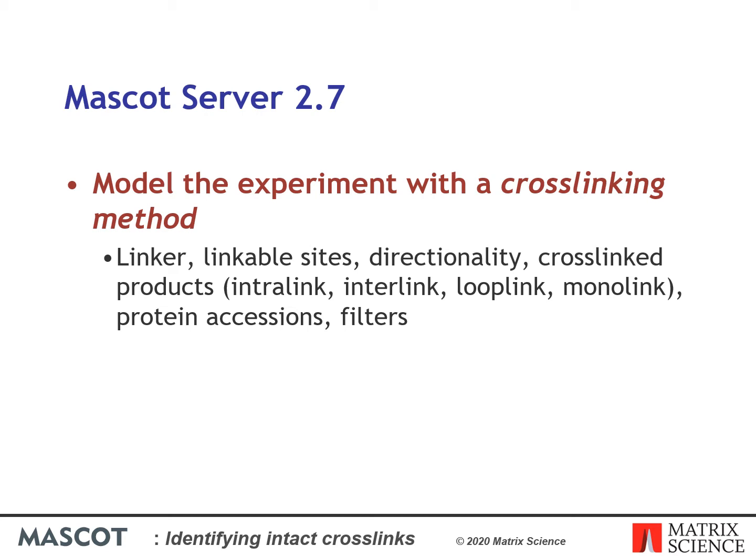There are four possible cross-linked products. An intralink is an intact cross-linked peptide within the same protein, while an interlink is an intact link between two different proteins. A loop link is an intact link within a peptide. Finally, monolinks model cleavable linker fragments, as well as dead-end or quenched links where only one end is attached to a peptide. I'll show examples of cross-linked products later.